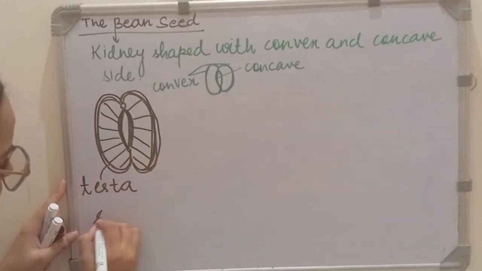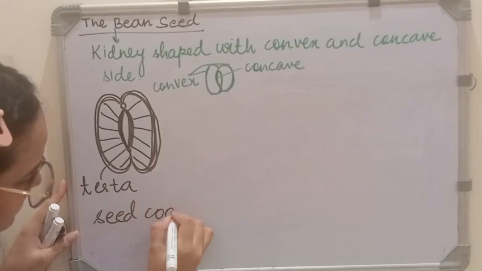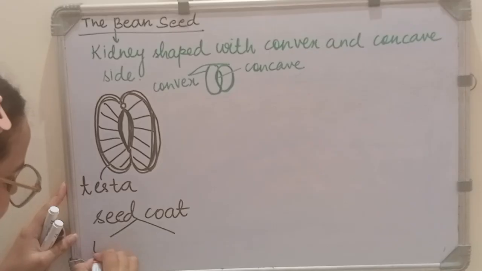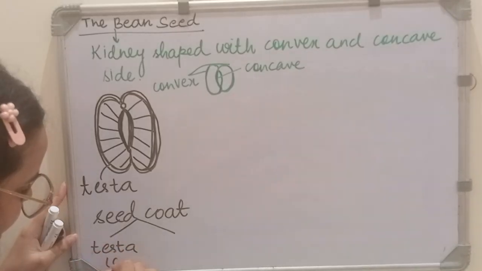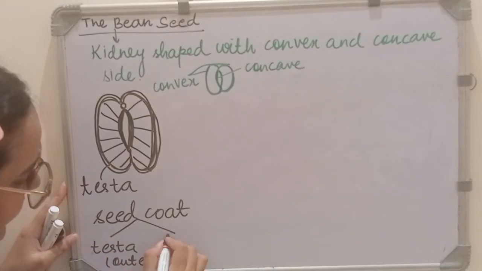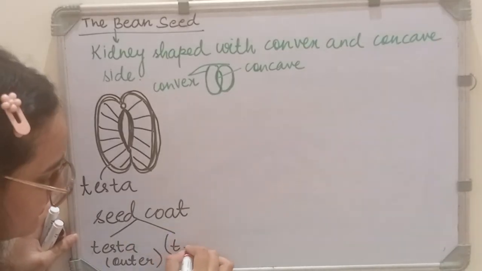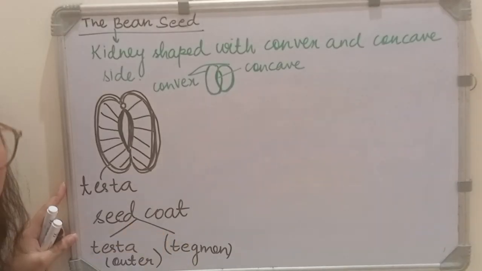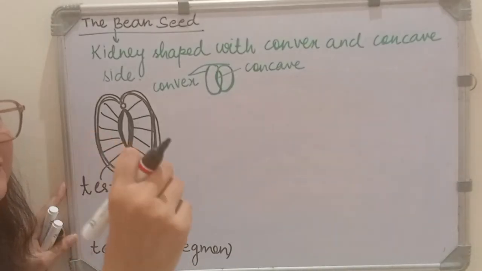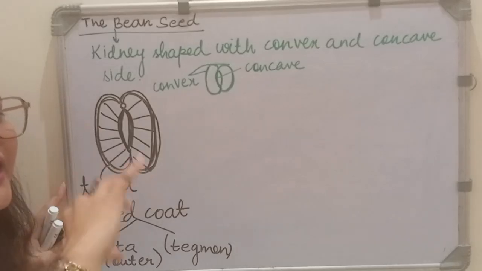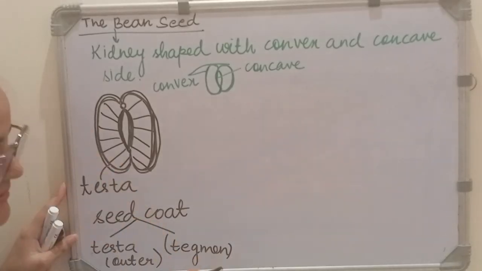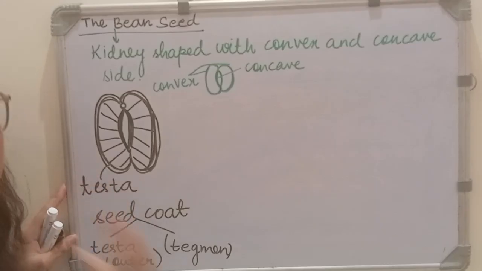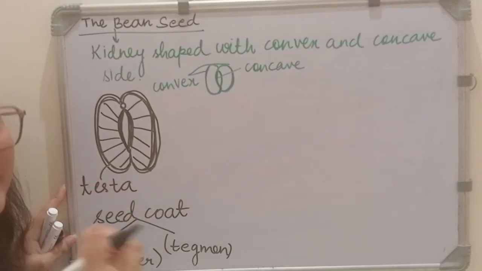We know that seed coat consists of two layers. Outer is the testa. This is outer. And inner is the tegmen. You can remember tegmen as in your new shirt, the tag is usually placed inside your shirt. So tegmen is the inner layer. Now, this is the testa. This testa is protective in nature. It protects the inner delicate parts.